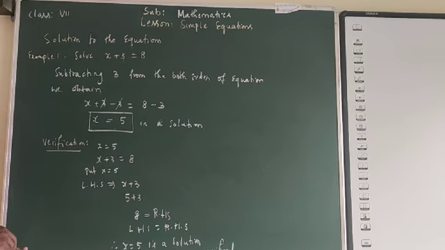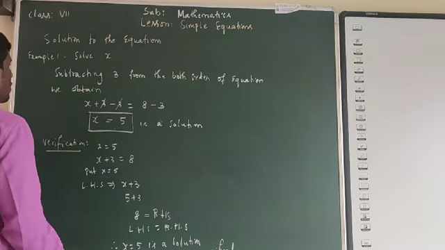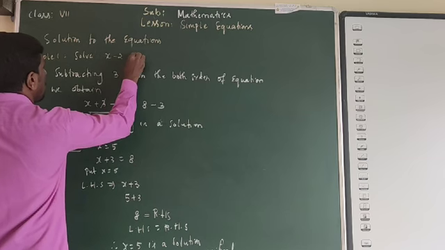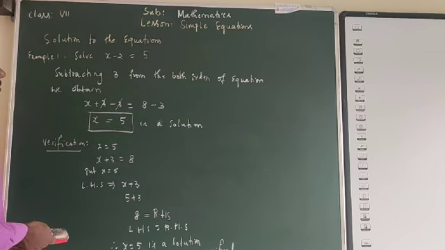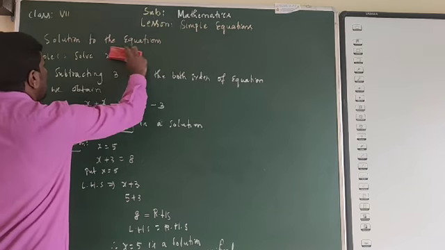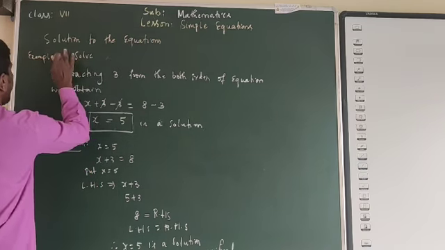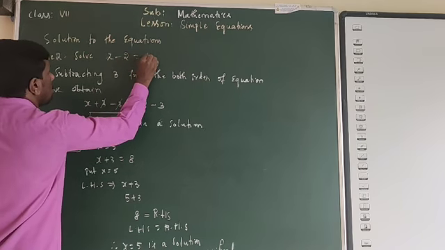Now, assume that I have an equation like this. x minus 2 is equal to 5. This is the equation. Second example. Example 2: x minus 2 is equal to 5.